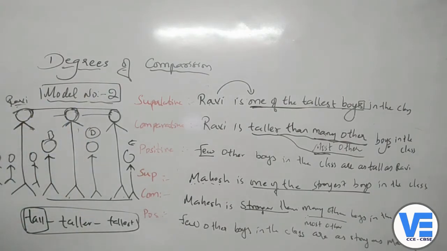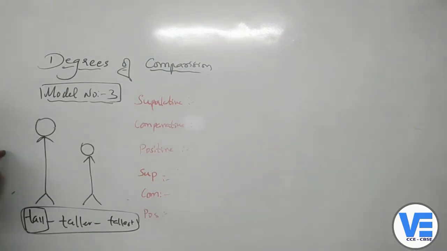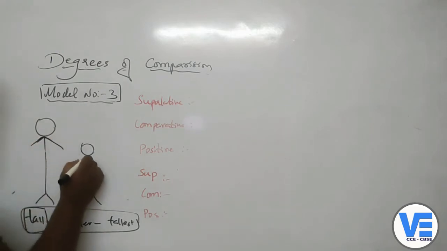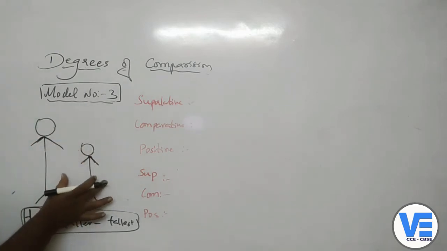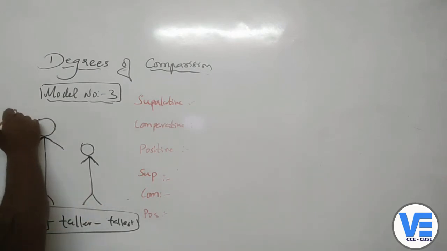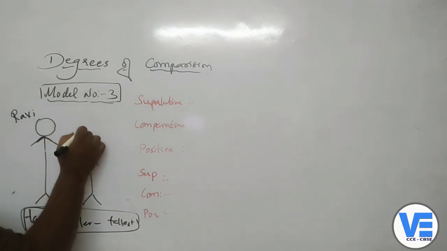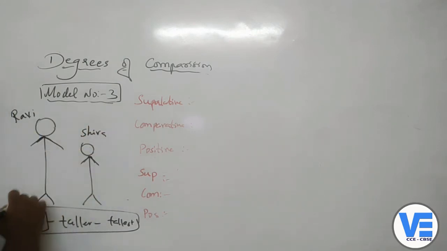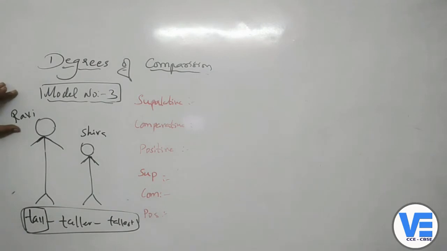Okay, so now what we'll do is we'll go ahead with the model number 3. Now coming to the model number 3, this is the model number 3 I have taken here. Now you can see here I have taken only 2 children. That means I'm comparing only between 2 students here. I'm naming him Ravi and I'm naming him Shiva. So Ravi and Shiva.